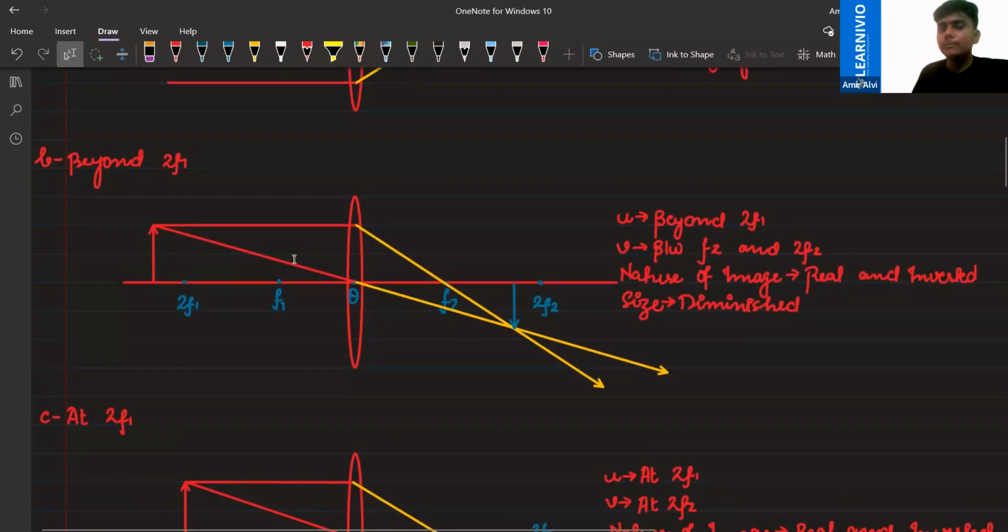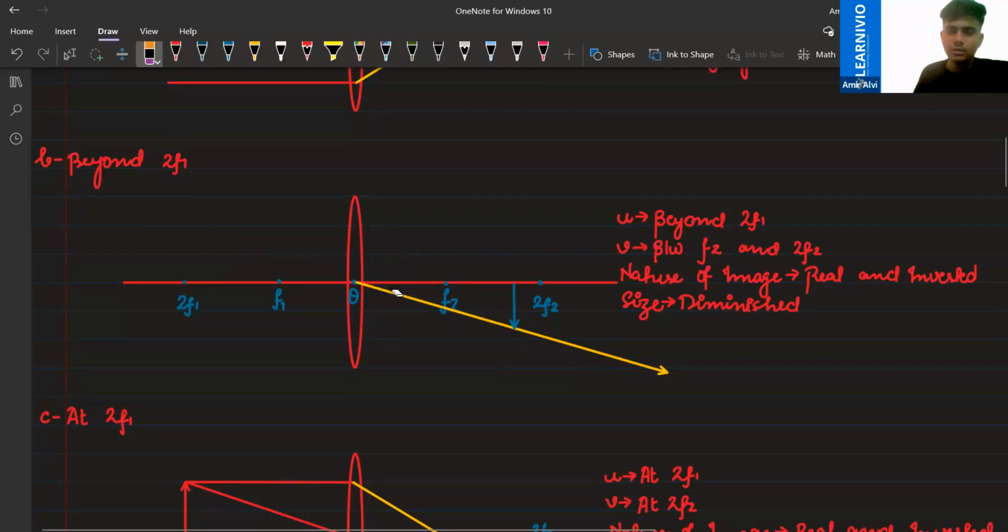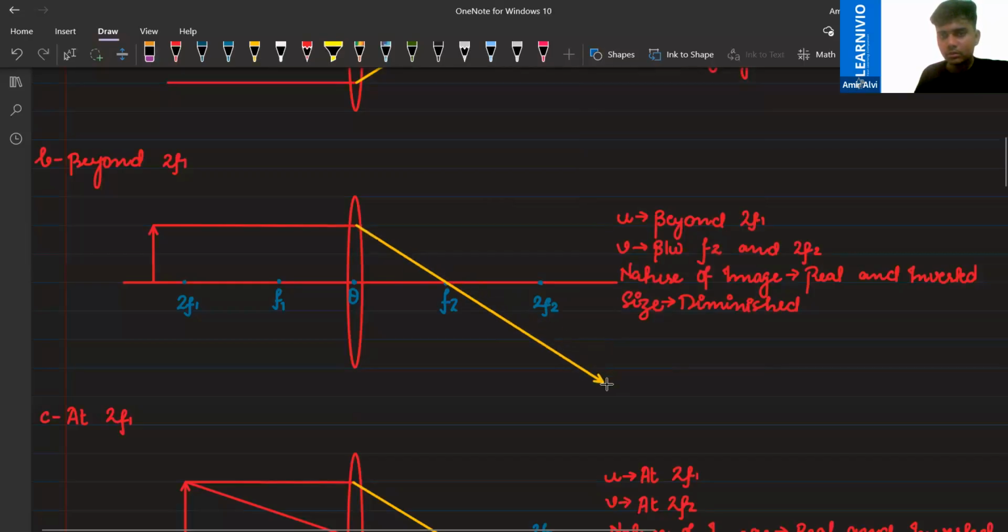Same thing would happen basically. The light ray will be passing through, but the image would be forming. Let me just show it to you how to draw it. The object would be beyond 2f1. So first light ray would be parallel. Second light ray will be passing through the focus.